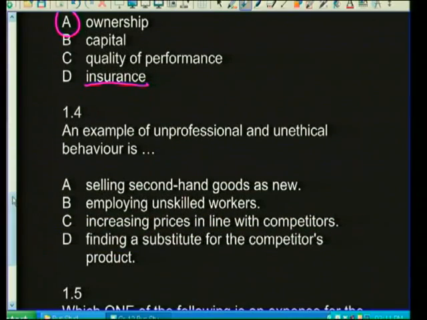Let's go down to the next one, 1.4. An example of unprofessional and unethical behavior is which one of the following 4 possible answers? Now let's just look at those 2 concepts. Unprofessional, unethical. Now in the workplace we should always conduct ourselves, as we know, in a professional manner. Now depending on the type of job that you do and where you work, that could mean different things.